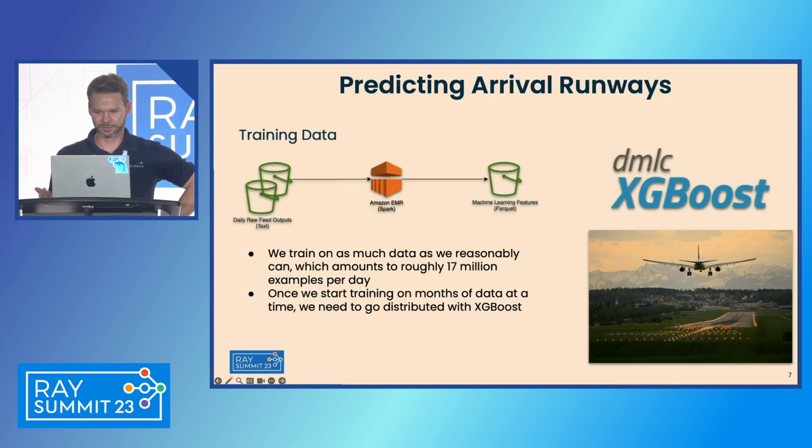So how do we do this? We basically start with the raw data that we have from all these different feeds. It gets stored in text formats with key value pairs, and then we sync all that to Amazon S3. We use Spark and Amazon EMR.